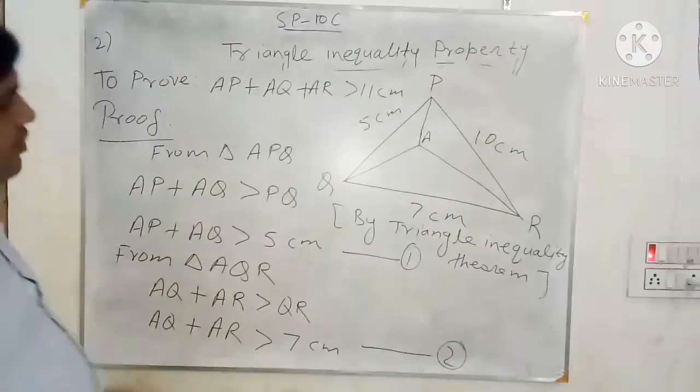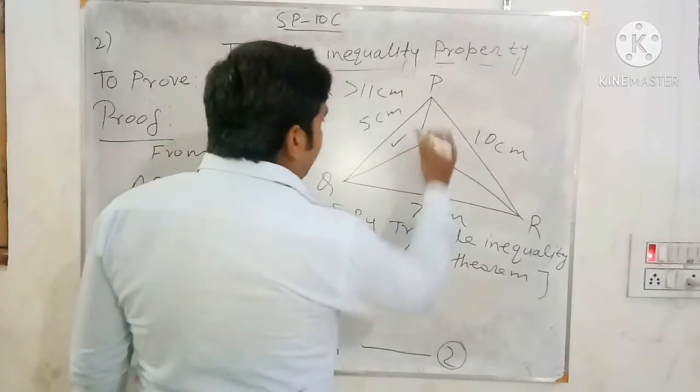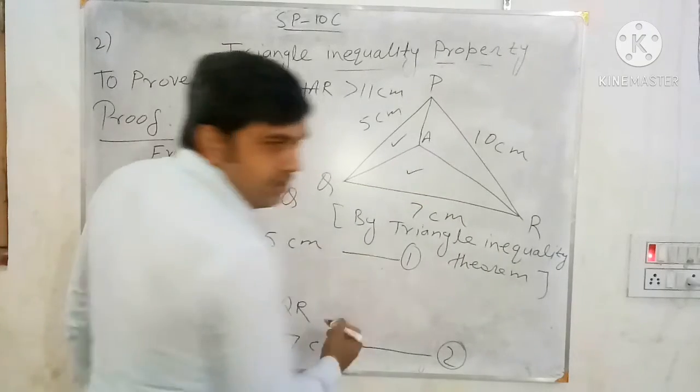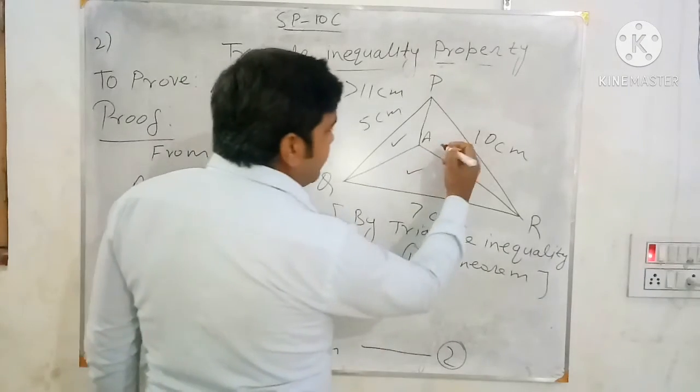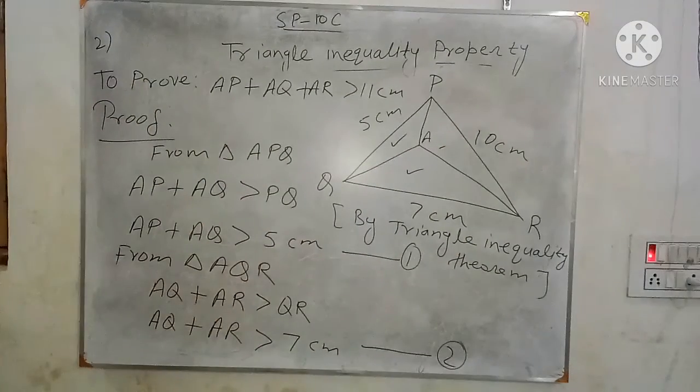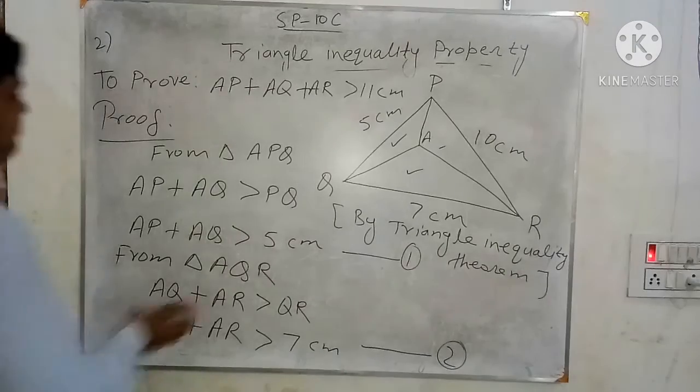Now we make the third equation. First we applied the triangle inequality in this triangle. Second time we applied the inequality in triangle AQR, this one. Now we apply the triangle inequality in this APR. We will get the third equation. And then after that we will add it and we will get the answer.